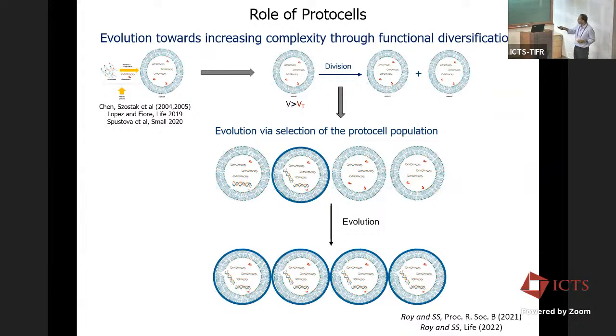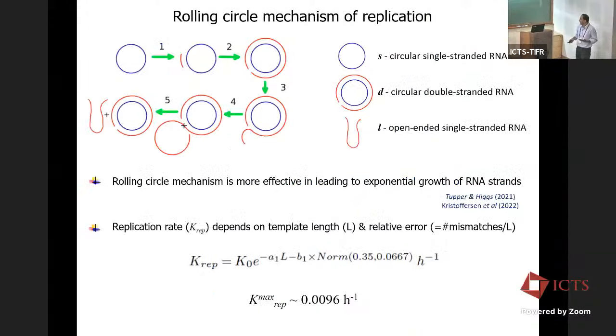And once they are randomly distributed, if we start looking at a population of protocells, then the ones which have more complex phenotypes inside them would be preferentially selected over time. So this is the picture that we have in mind. And for that, what we need is a process of rapid replication of sequences inside protocells. So one way to establish that is through a process called a rolling circle mechanism.